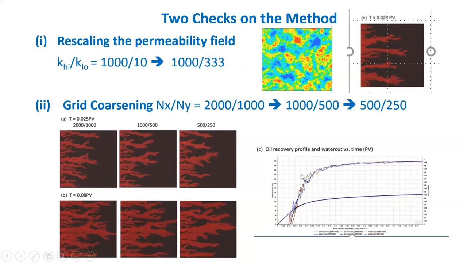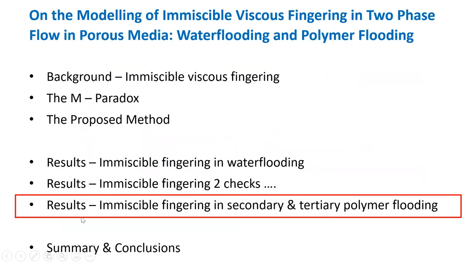You get slightly different fingers in different places, and this up and downness about it is actually real. It's what you see in the experiment because of which fingers are holding up and breaking through. So it reproduces these things qualitatively quite well. Okay. Now, everything I've done so far is a conjecture based on the assumptions that I told you earlier on. What if I try to simulate immiscible fingering in secondary and tertiary polymer flooding?